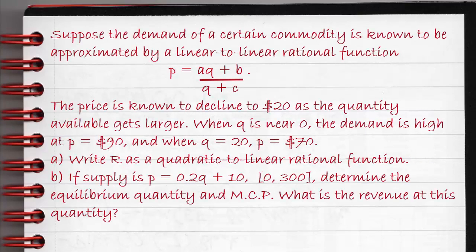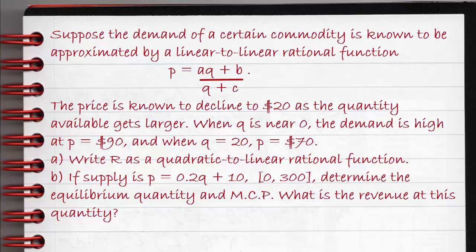Consider the following example. Suppose the demand of a certain commodity is known to be approximated by a linear to linear rational function p equals (aq plus b) all divided by (q plus c). In particular, the price is known to decline to $20 as the quantity available to consumers gets larger and larger. Also, when q is near 0, the demand is high at p equals $90, and when q equals 20 units, the price is $70.